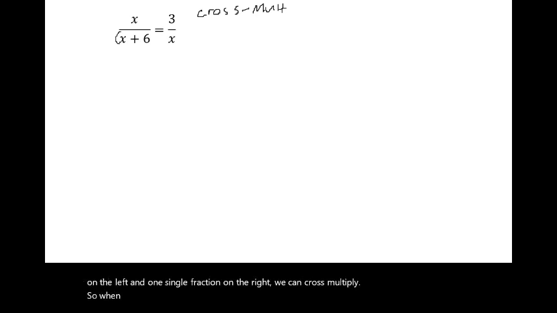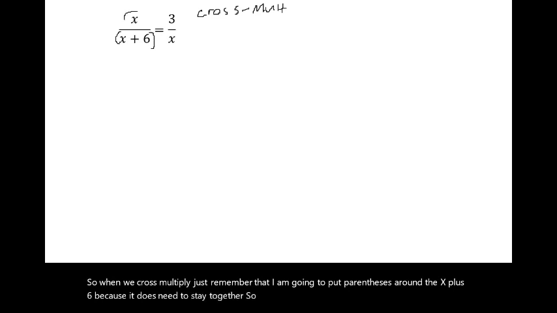So this next one is going to be pretty much the same idea. Because we have one single fraction on the left and one single fraction on the right, we can cross multiply. So when we cross multiply, just remember that I am going to put parentheses around the x plus 6 because it does need to stay together. So because we have two fractions, let's cross multiply.